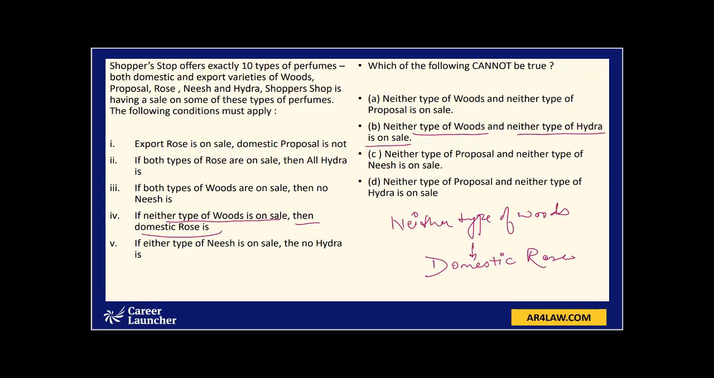Now, if I have domestic rose, I already have export rose because it's been given as a definite condition that export rose is there on the sale. So now I have both the roses on the sale. Now let's look at condition number 2. If both types of rose are on sale, then all hydra is. I have got domestic rose with me, export rose was already there. So I am satisfying this part of the second condition that both type of rose are on sale, leading me to that all hydra would be on sale.